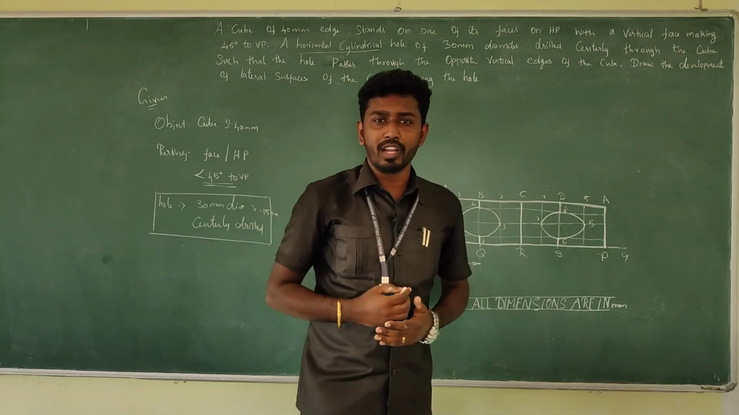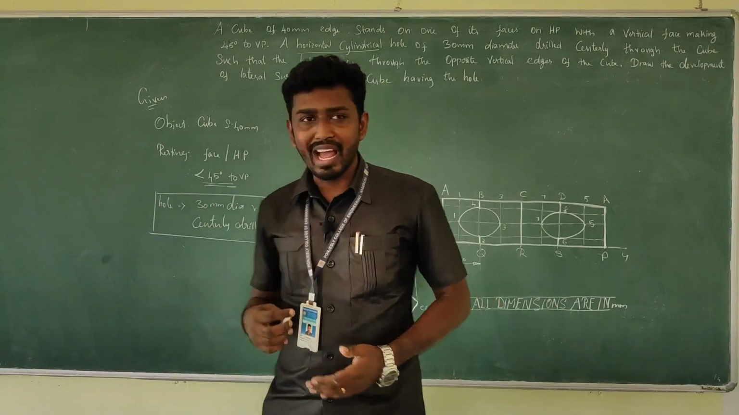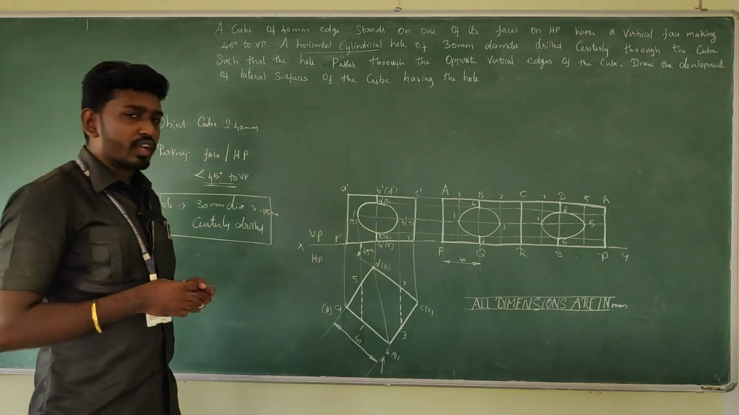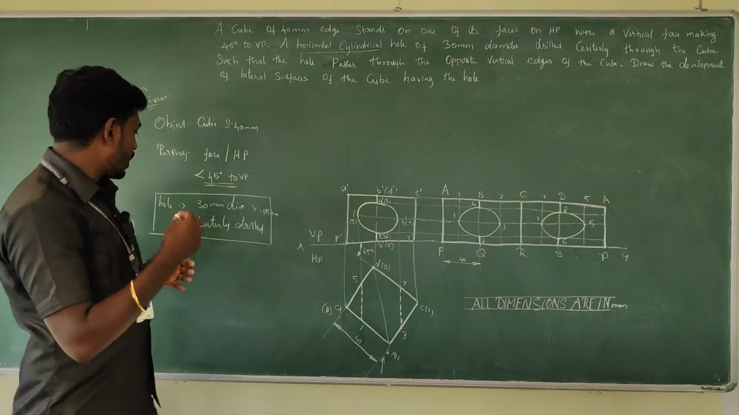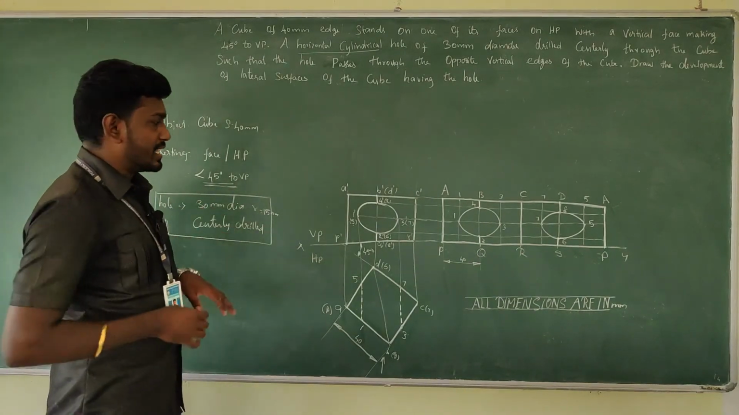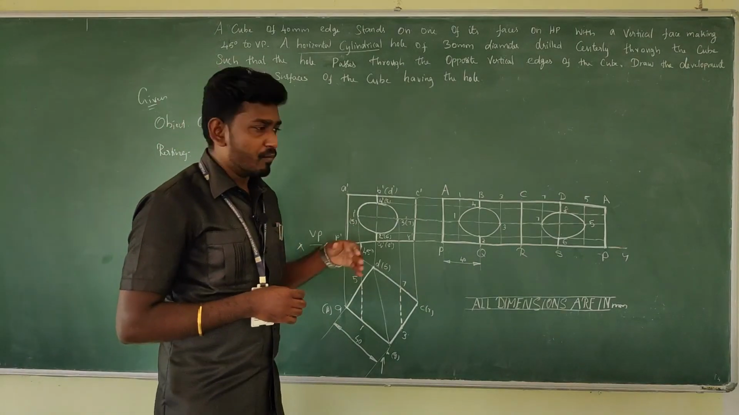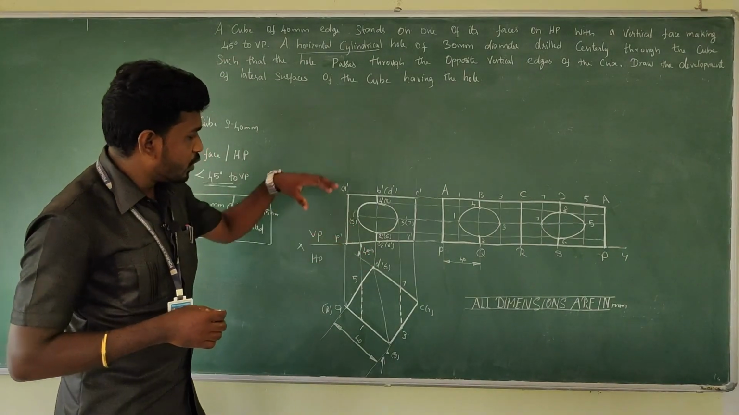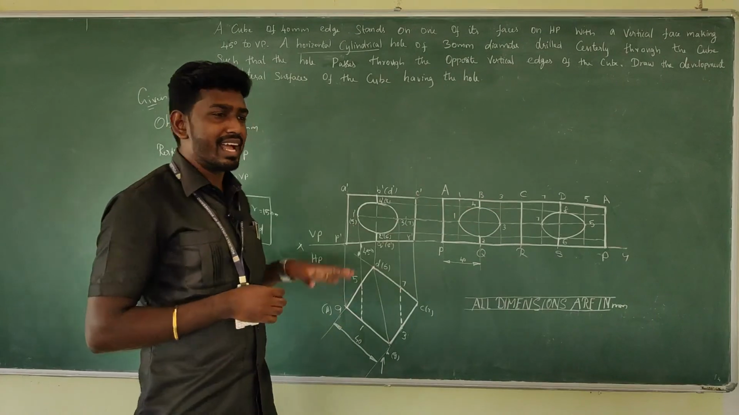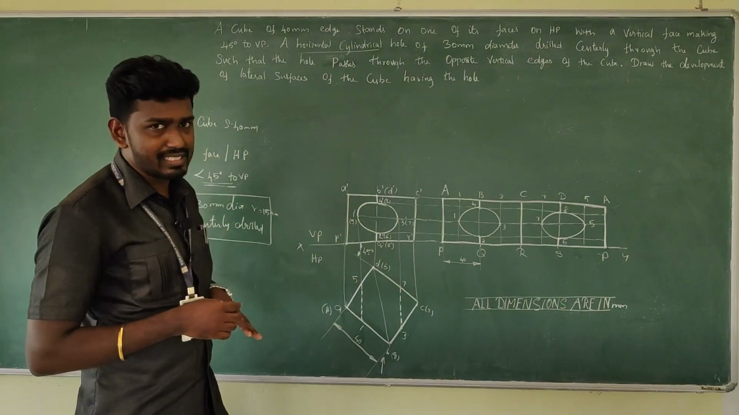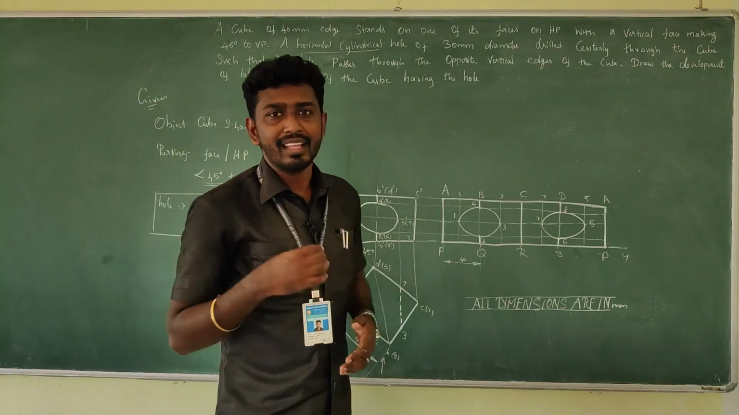Okay, I hope you understood how to work when you are having such kind of questions like prisms or the cube with a centrally drilled hole. How to form the top view, front view and lateral surface, and how to get the projectors of the cut. Okay, I hope you understood. Thank you so much.